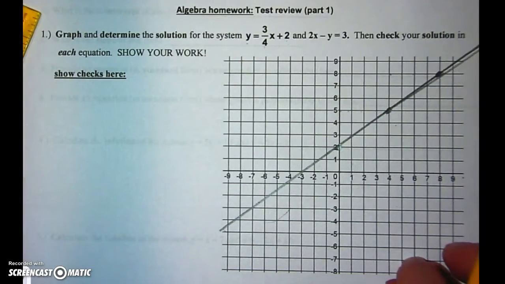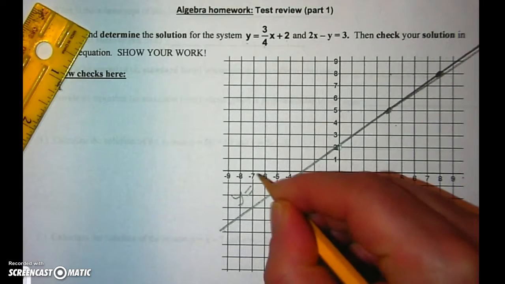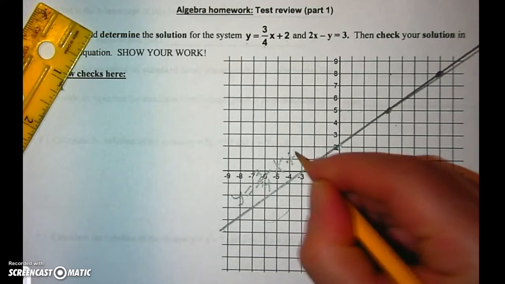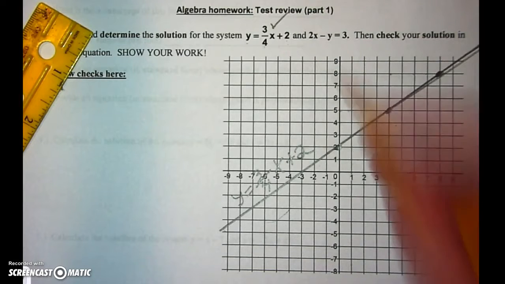And then, of course, we want to label that line. And we want to do it right away so we don't forget it. So y equals 3/4 x plus 2. And that's the first line. Okay, now we got that line down. Now let's do the second one.